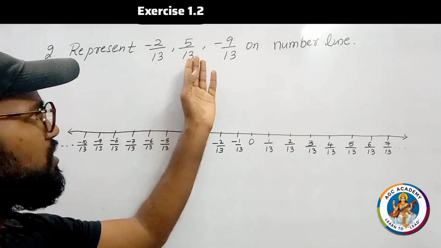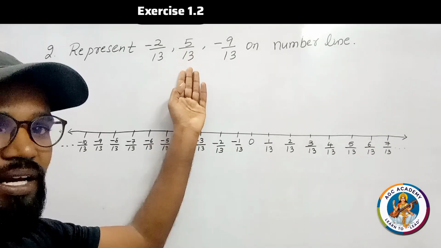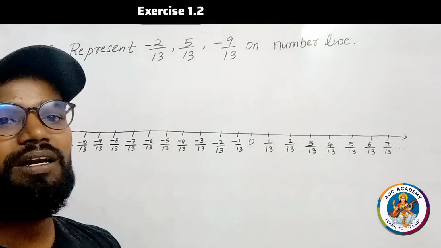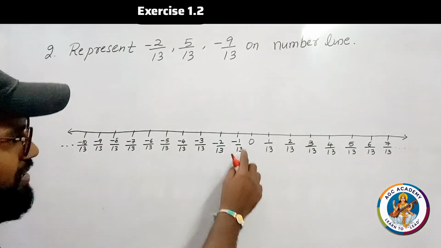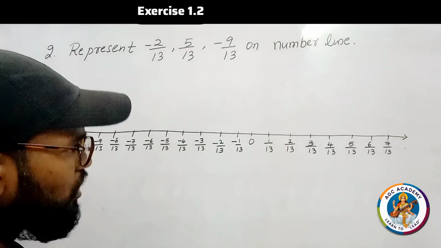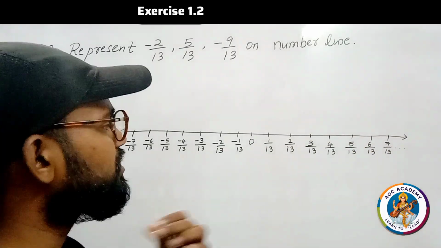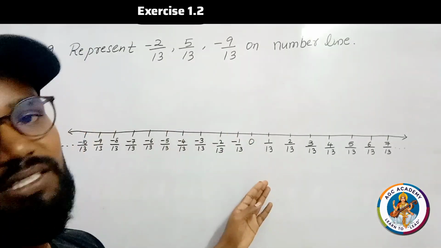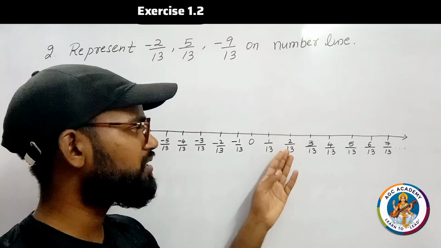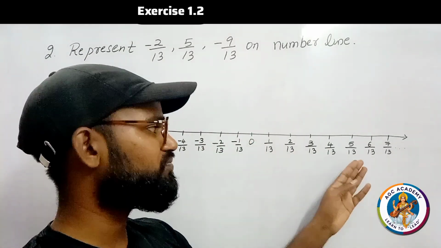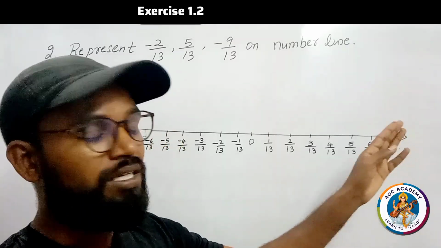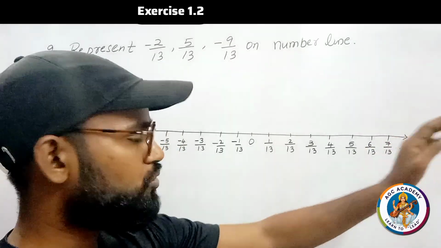We can represent these 3 fractions, 3 rational numbers, on a single number line. Okay. Right. Let us consider this as 0. Now if I move towards my right hand side, positive numbers will generate. As our denominator is 13, I am considering 1 by 13, 2 by 13, 3 by 13, 4 by 13, 5 by 13, 6 by 13, 7 by 13, 8 by 13, and so on.